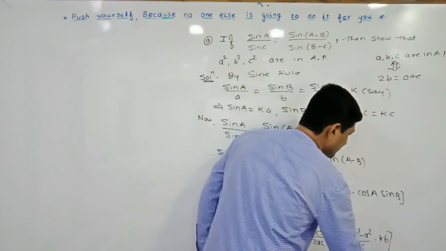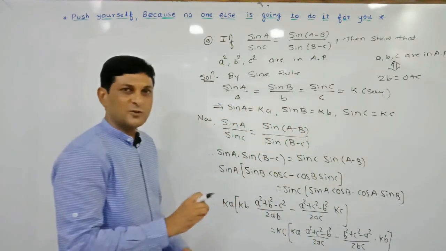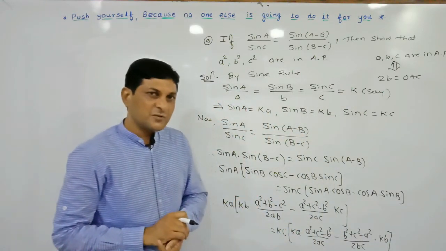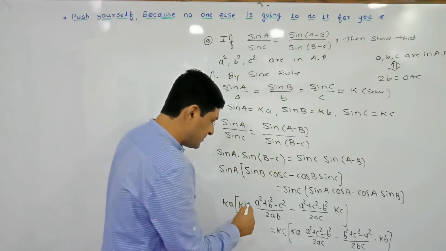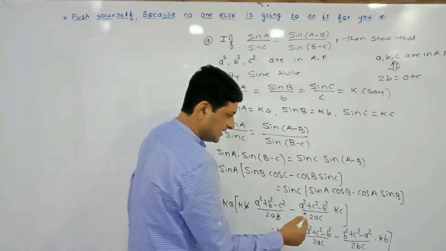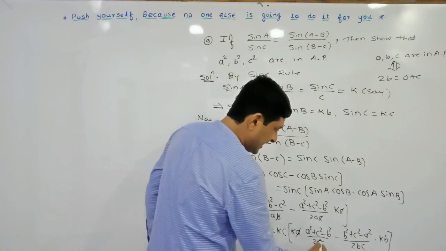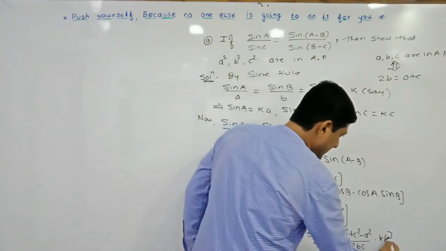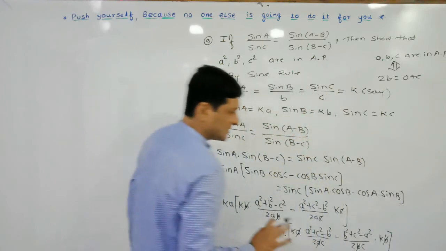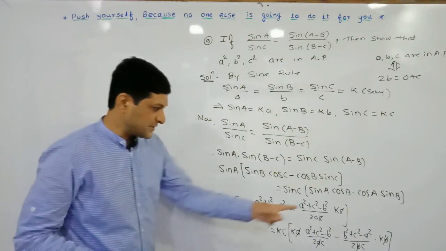Just we have substituted the values according to sine rule and cosine rule. Now let us check which terms will get cancelled. Here B and B will get cancelled. Here this C and this C will get cancelled. Here A and A will get cancelled, and again here B and B will get cancelled. Now observe the first term here.